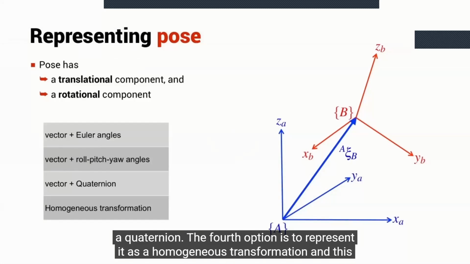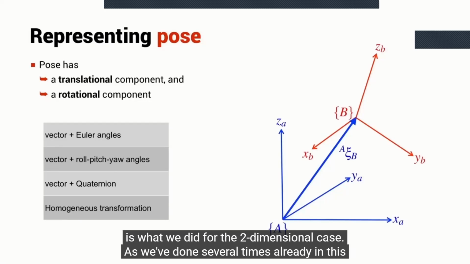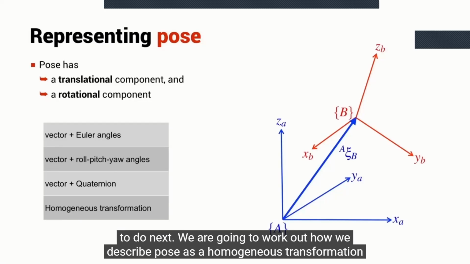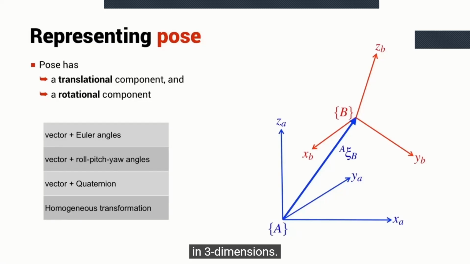The fourth option is to represent it as a homogeneous transformation, and this is what we did for the two-dimensional case. As we've done several times already in this lecture, we've lifted concepts from 2 dimensions into 3 dimensions, and that's what we're going to do next. We're going to work out how we describe pose as a homogeneous transformation in 3 dimensions.